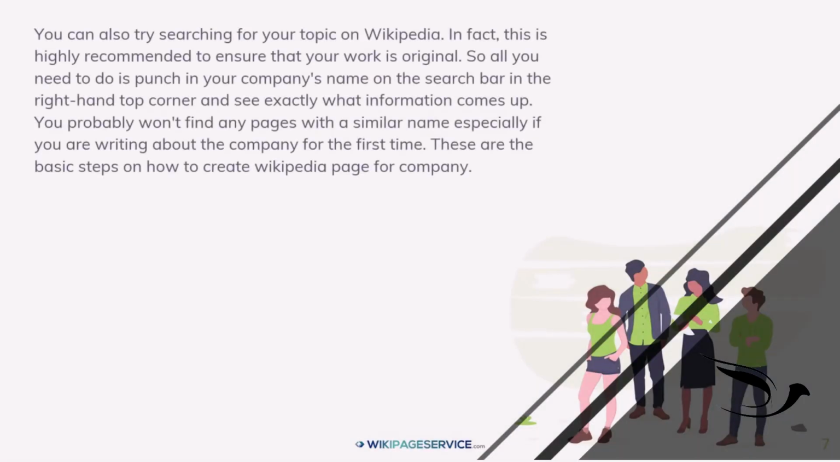You can also try searching for your topic on Wikipedia. In fact, this is highly recommended to ensure that your work is original. So all you need to do is punch in your company's name on the search bar in the right-hand top corner and see exactly what information comes up. You probably won't find any pages with a similar name, especially if you're writing about the company for the first time. These are the basic steps on how to create a Wikipedia page for a company.